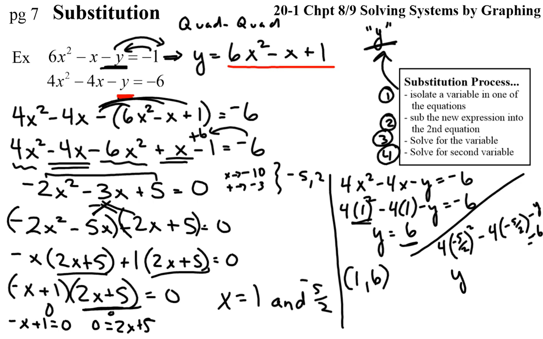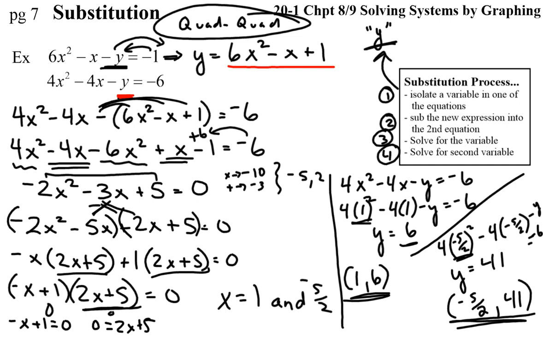And in that case, when you solve for y, y equals 41. So the second possible solution is negative 5 halves for x, 41 for y. And there's your two answers using substitution. So again, with a quad linear system, isolate the y, or isolate whatever variable doesn't have a square in it. It'll reduce the amount of work you have to do.